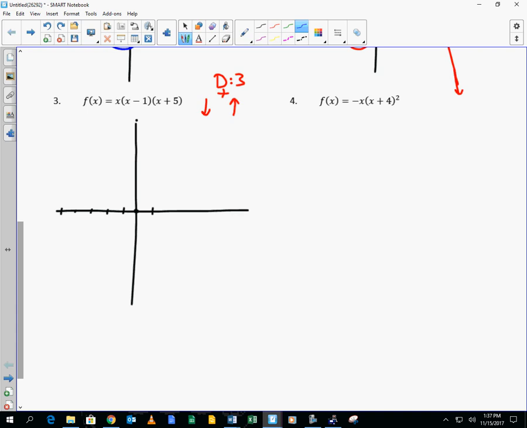Okay, so I have positive 1, 0, and negative 5. Starts down, finishes up.